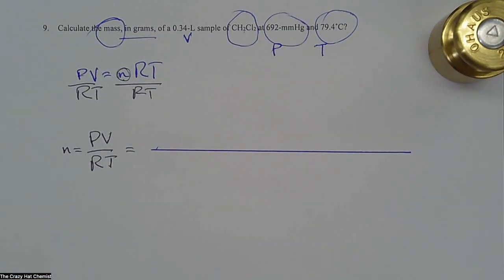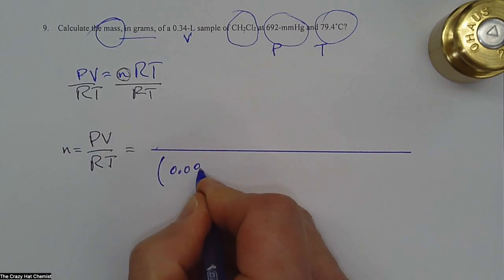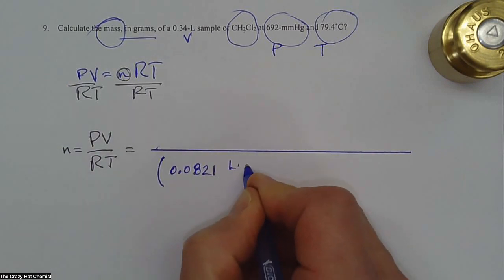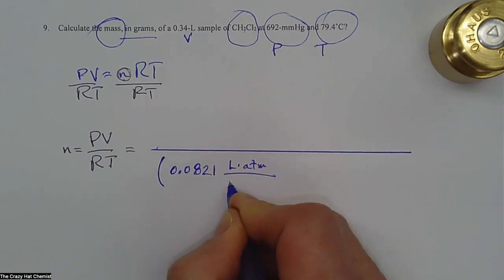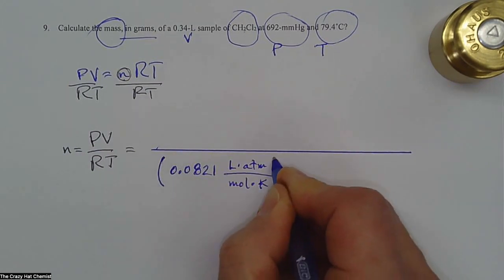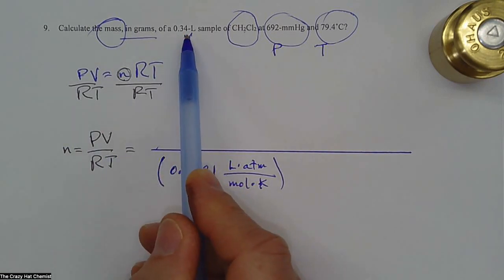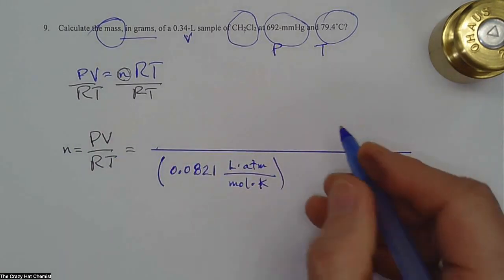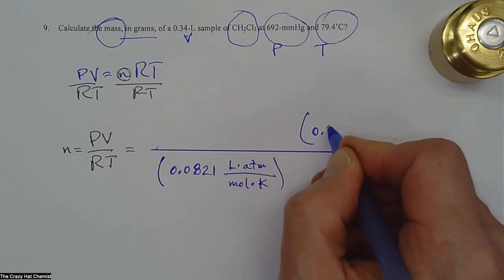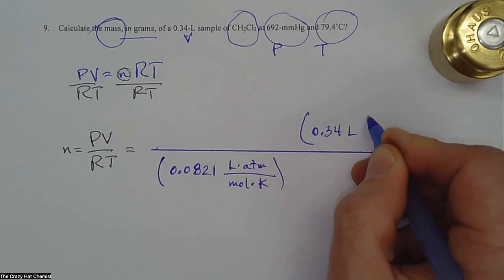The first thing that we do anytime that we use the ideal gas law is we plug in the ideal gas constant, and that is 0.0821 liters atmospheres divided by moles Kelvin. This tells me the units I need for everything else. So what do we have here? We do have a volume, and the volume happens to be in the correct units of liters. So I'm going to plug that directly in, and that's 0.34 liters.